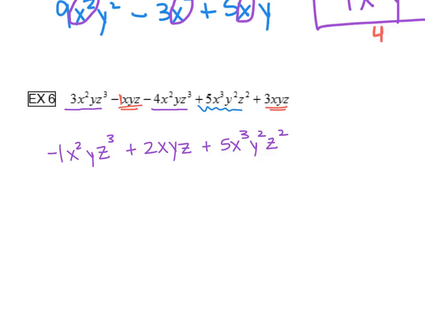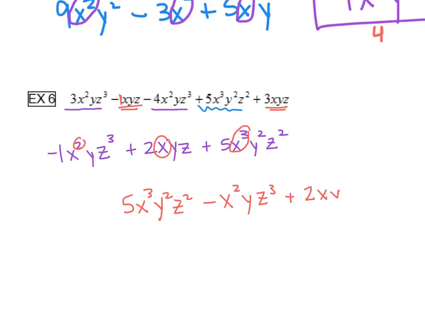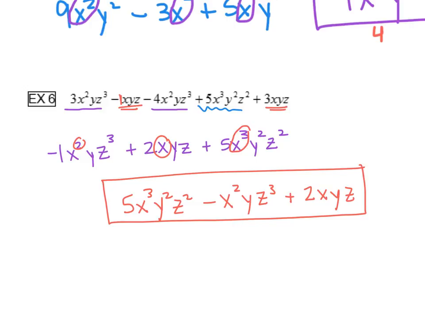Now let's order this. Look for your highest exponent with x. I can see it's this x cubed, so that's going to be our leading term. 5x cubed y squared z squared. Alright, now look for any x squared, and we can see one right there, so it's going to be our second term, minus 1x squared yz cubed. Then here's our x to the first power, so that one comes next, 2xyz. So there's the proper order of our polynomial.